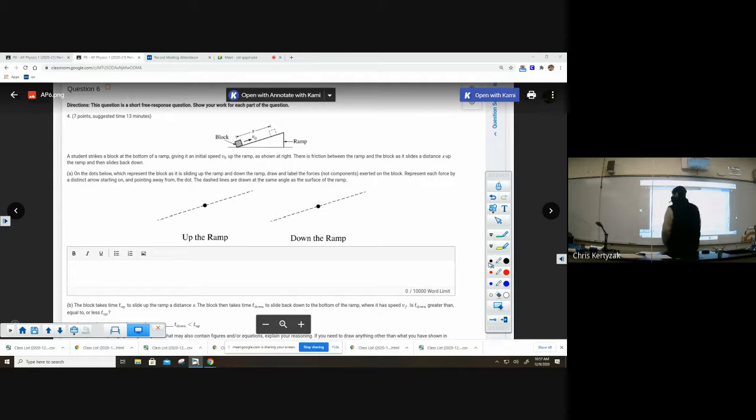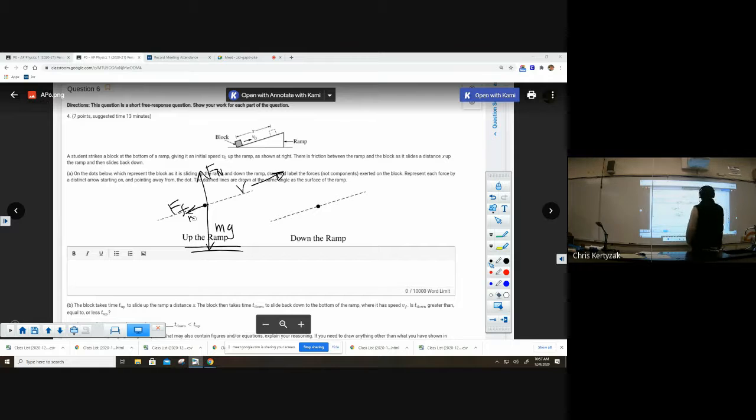So as it goes up the ramp, we're not showing the force from the student that hits it. We're showing after it's been hit and it's coasting up the ramp. We know that the normal force is in this direction. We know that the gravity force is straight down. We know that it's coasting up the ramp. That's what this says, up the ramp. That means the friction force would be down the ramp. That would be Fk, or μ times the normal force, for the sliding friction.